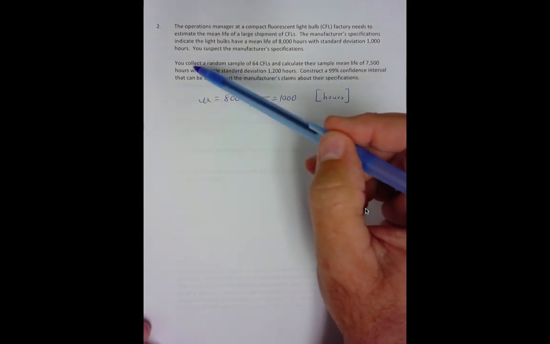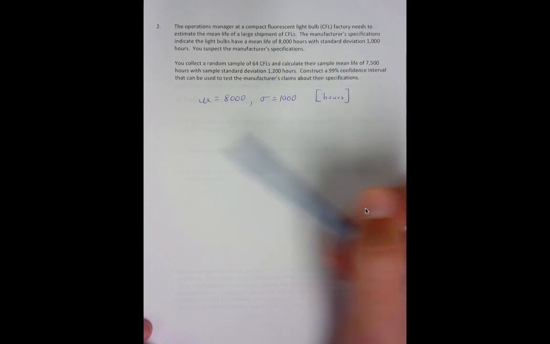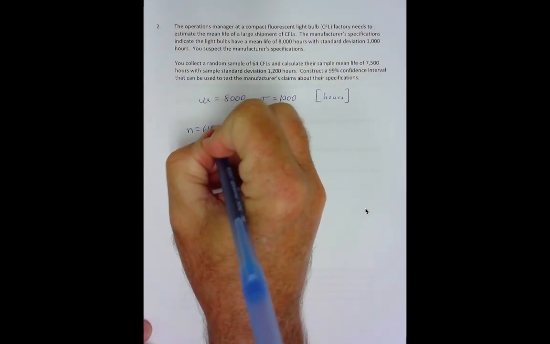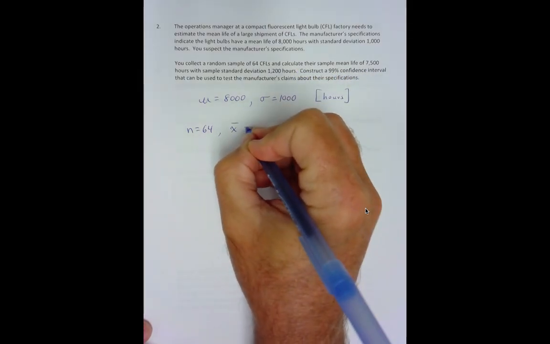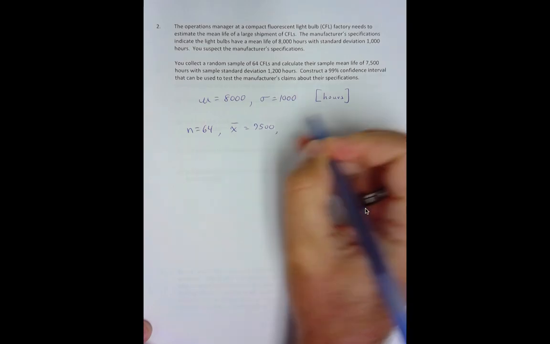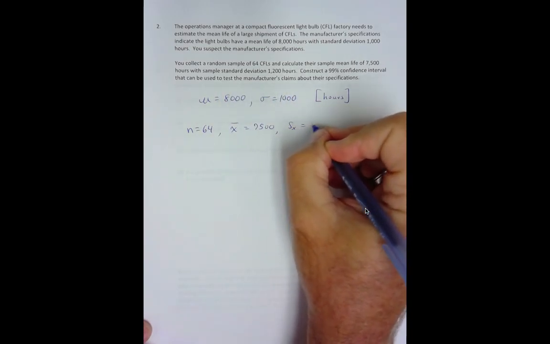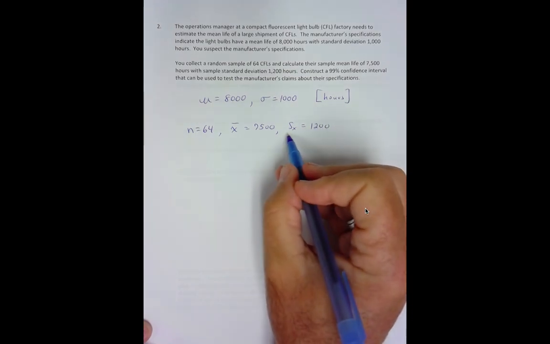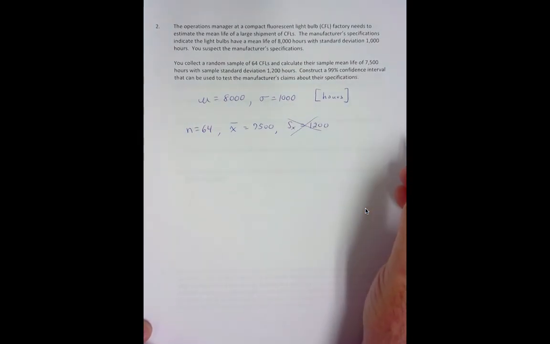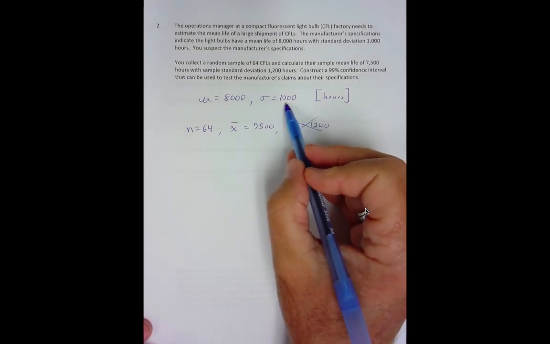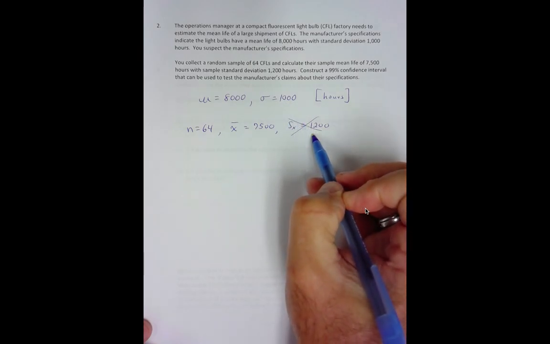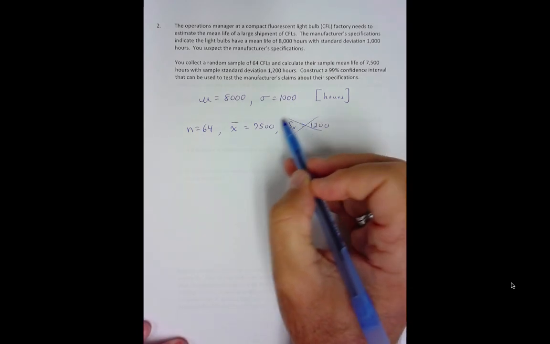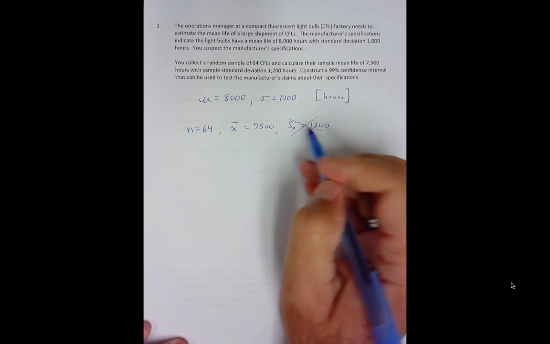So now when I read the second paragraph, I see 64 of these, so I know that n is equal to 64. Sample mean was 7,500. And the sample standard deviation was equal to 1,200. Guys, this information right here is meaningless to me. It's meaningless in this problem because I have a value that's more important to me. I have the population standard deviation. This trumps this. So if I have the population standard deviation, I ignore the sample standard deviation.